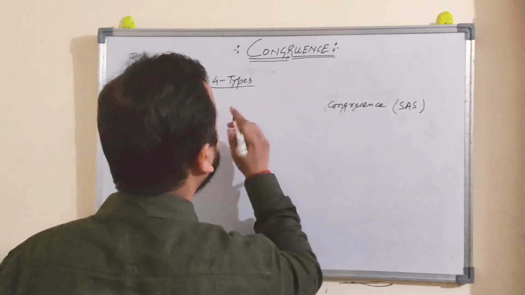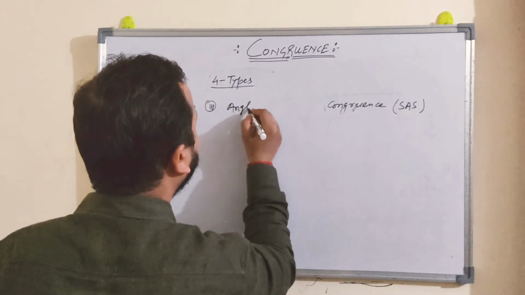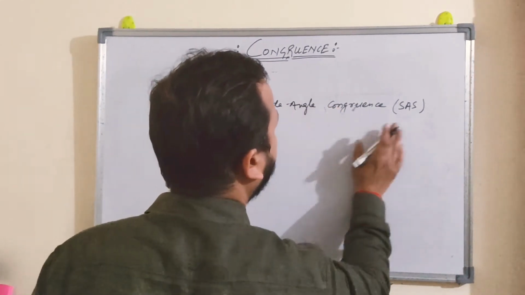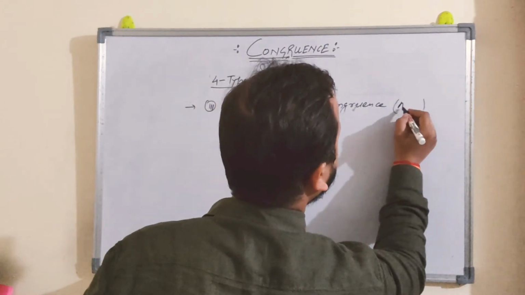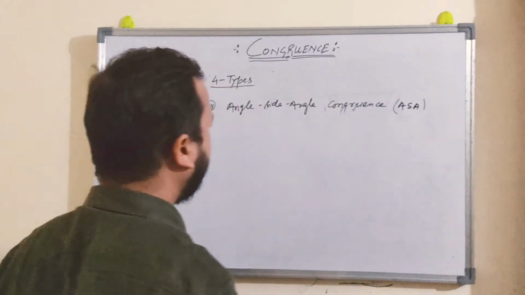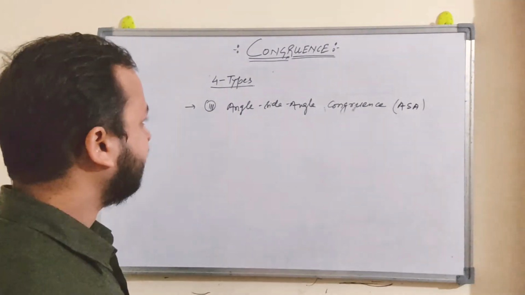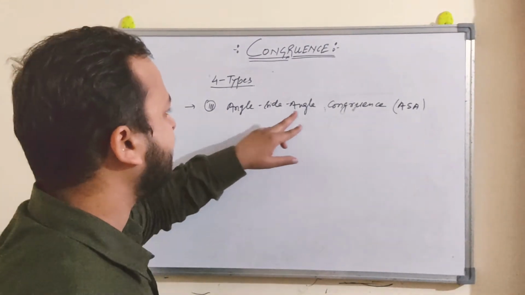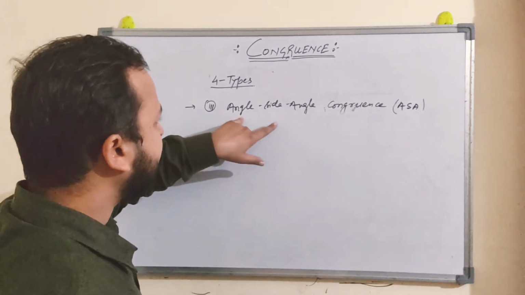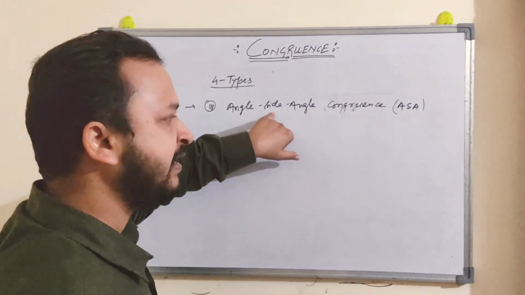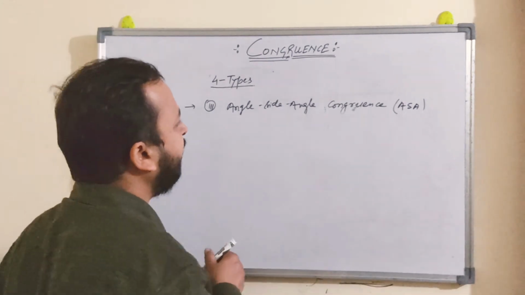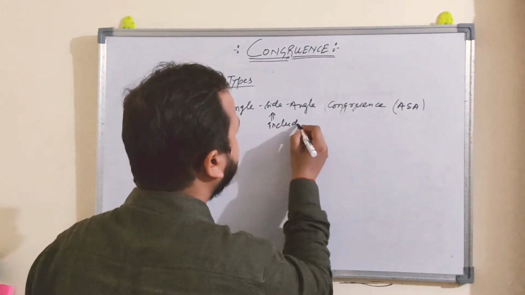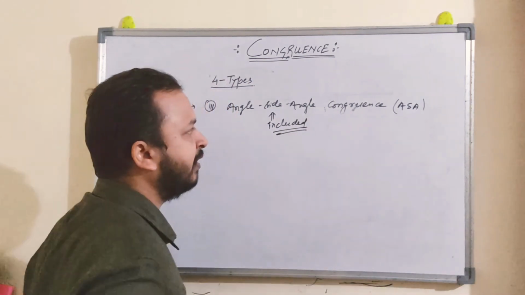Third one is angle, side and angle congruency. You can write it as ASA. So like we have just done the second type, that is SAS, side angle side. For this case here two angles are given and one side is given, so it means this side must be included, right?